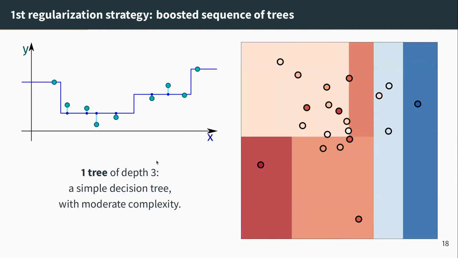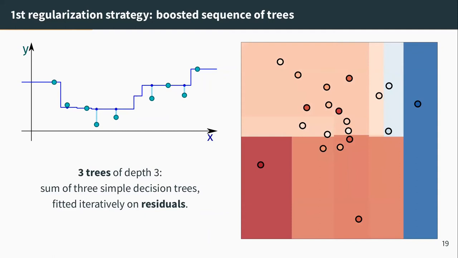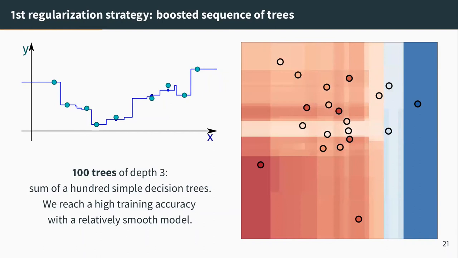So maybe you can use three trees of depth three, maybe five, maybe 100. And this is what it looks like. You see that you reach a high training accuracy with a relatively smooth model. So here, to go from there to there, the model learned a kind of slope. Especially here, instead of having one big, very positive value across the whole domain, you see a progressive downturn from this very positive value to this very negative value. Out of the box, for a super simple method, it's quite nice. So this is the first regularization strategy.